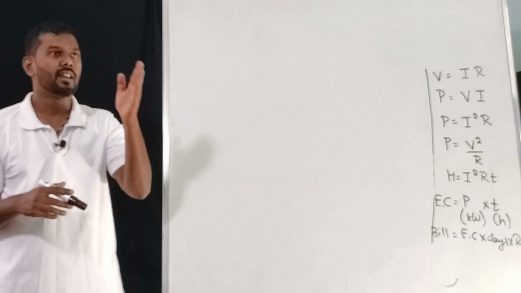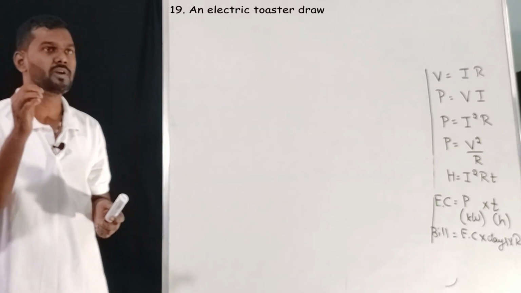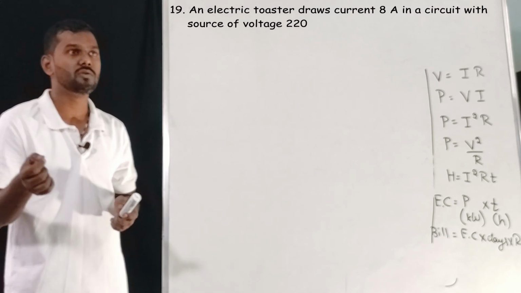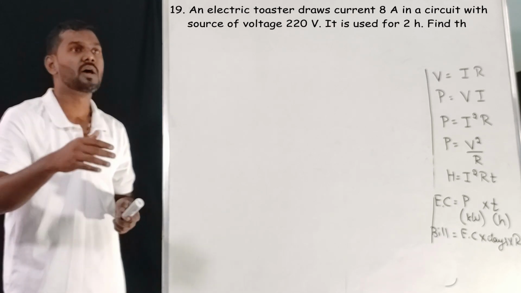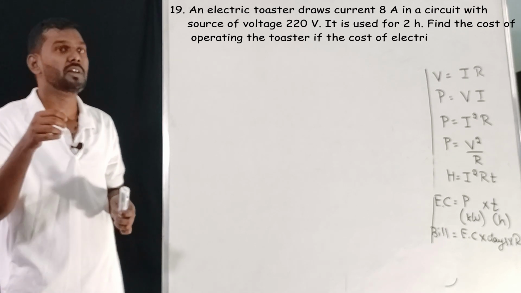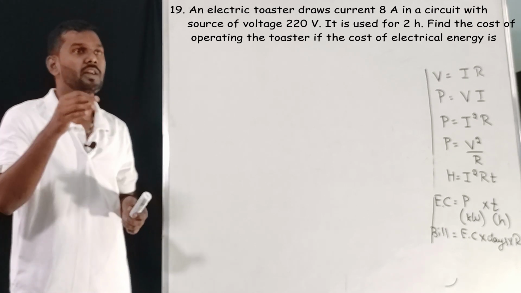Question number 19. An electric toaster draws a current of 8 amperes in a circuit with a source of voltage 220 volts. It is used for 2 hours. Find the cost of operating the toaster if the cost of electricity is 4.5 per kilowatt hour.